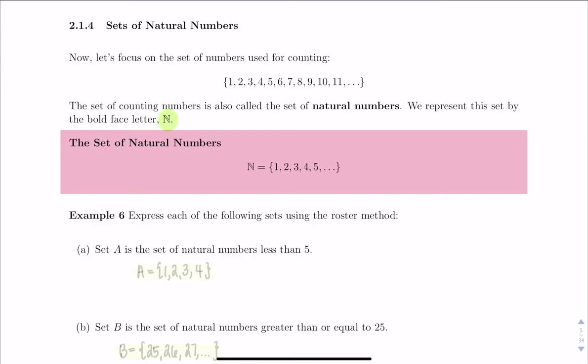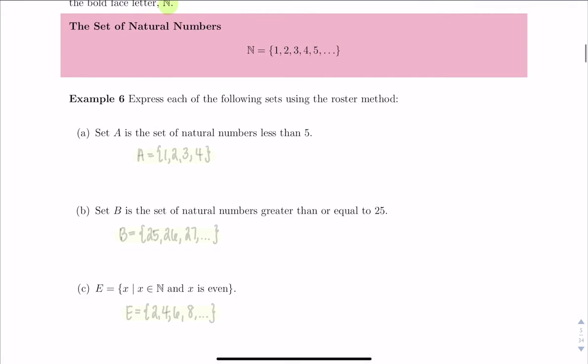And so we want to express each of the following sets using the roster method. Set A is the set of natural numbers less than 5. So what numbers are less than 5? That would be 1, 2, 3, and 4. Set B is the set of natural numbers greater than or equal to 25. So because it's equal to 25, that's where we need to start, but it keeps going forever and ever. And so to indicate that, you just do some ellipses at the end.